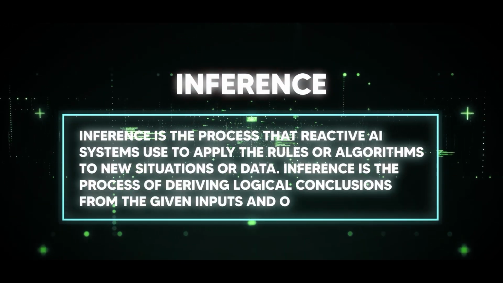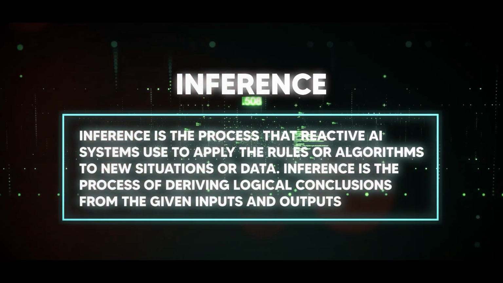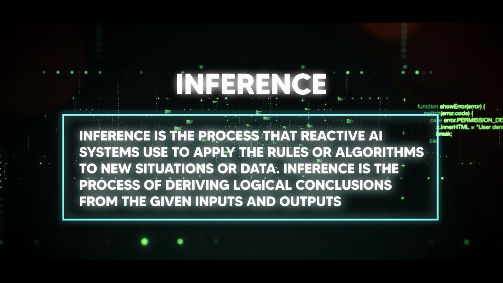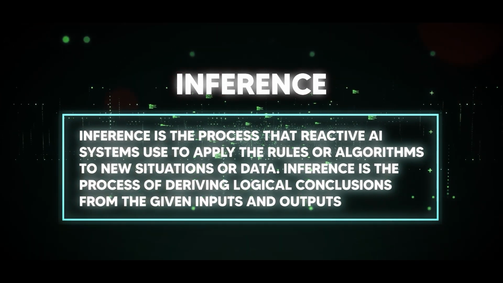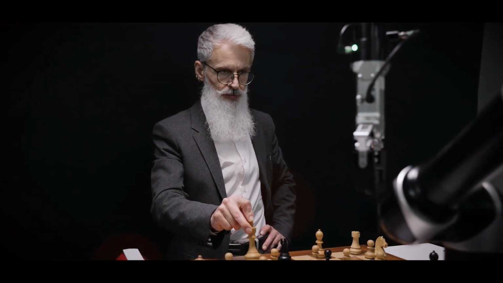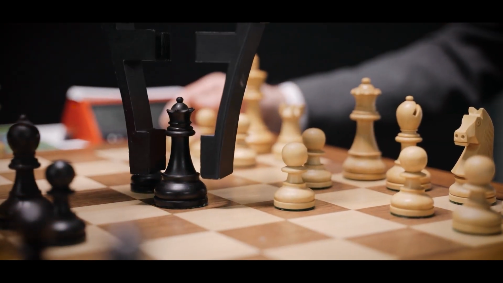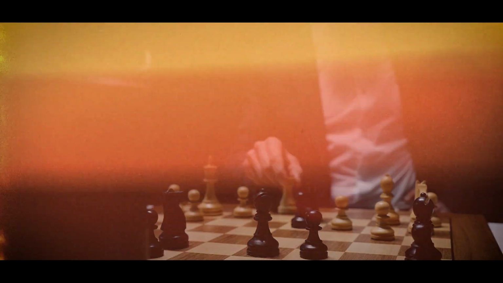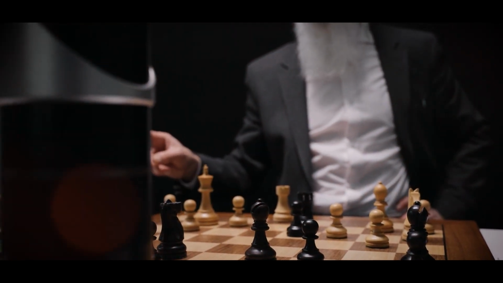Inference is the process that reactive AI systems use to apply the rules or algorithm to new situations or data. Inference, once again, is the process of deriving logical conclusions from the given inputs and outputs. For example, a reactive AI system for playing chess could use inference to calculate the best move for each possible board position. The inference process is based on the logic and mathematics of rules or algorithms and does not involve any learning or adaptation.